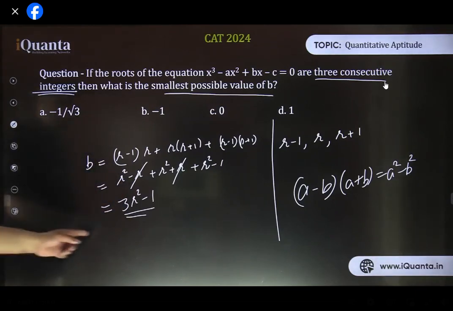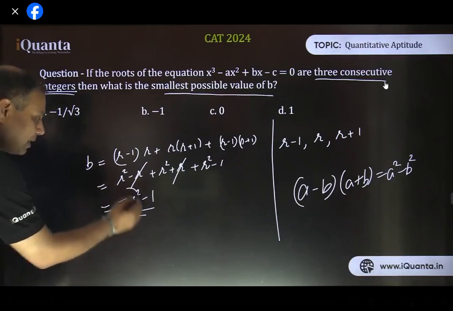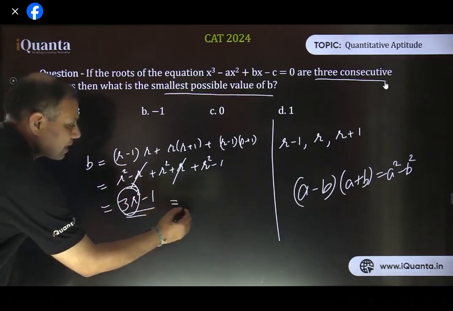So if you want to minimize this, r square can be at minimum 0 only, when we take r equals 0. So taking this term to be 0, we are left with minus 1 as the minimum value.